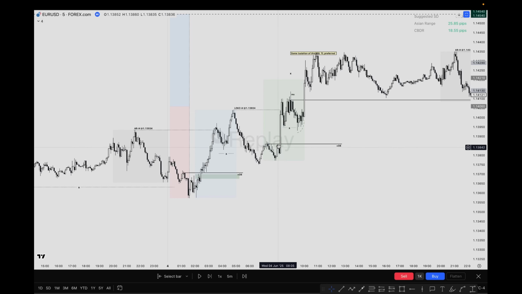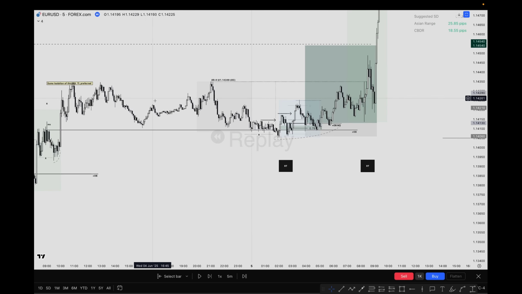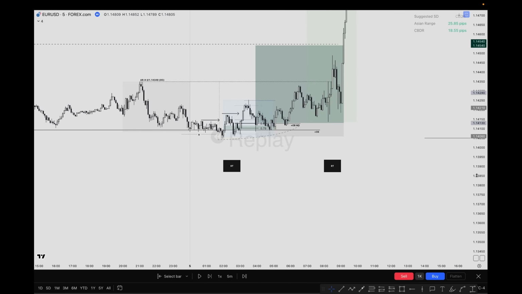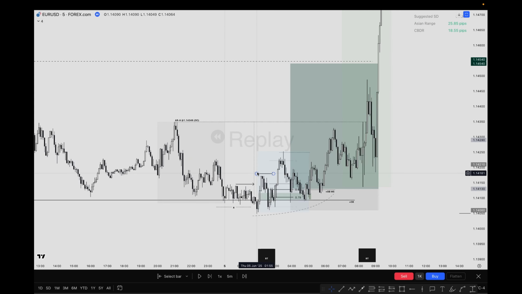and then it shifts structure again, takes out that high, and then even into a new day we consolidate, right, leave all of these equal highs here, and then price does a very clear, very obvious sweep of Asia, break structure, and then you can target that market maker buy model here.